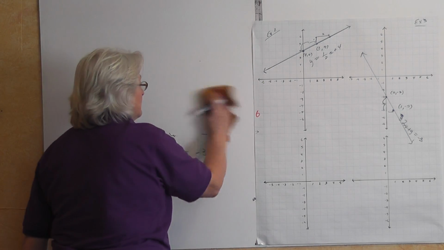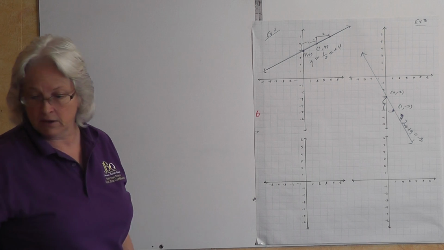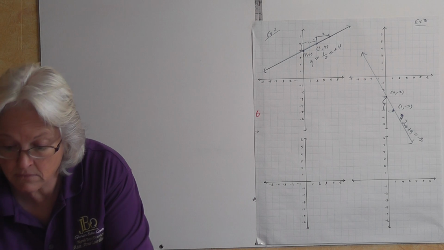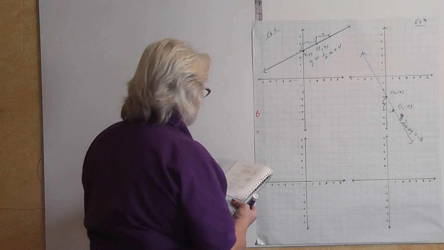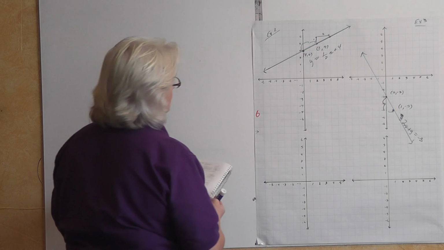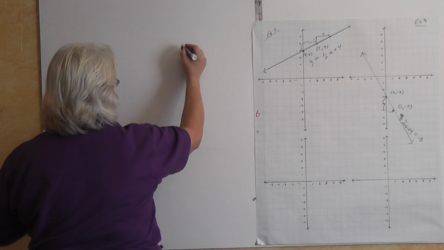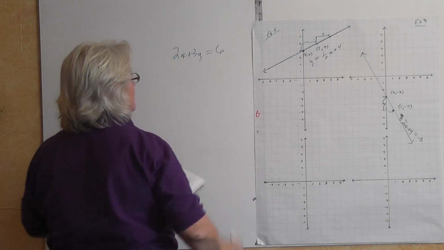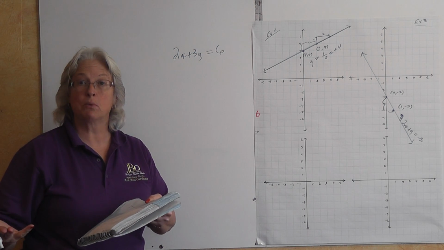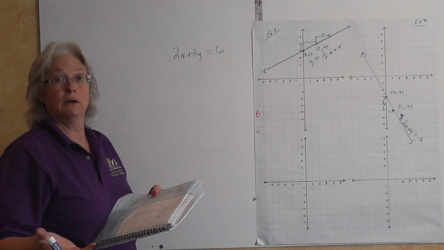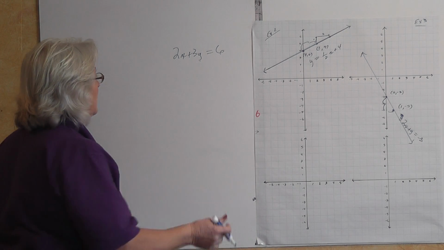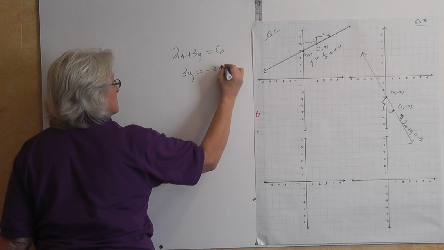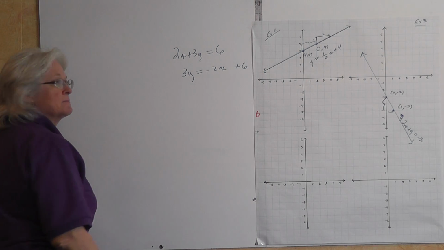Let's see what we can do for our next graph here. I'm going to go ahead and do 2x plus 3y is equal to 6. Do we have this in slope-intercept form? No. What do we have to do? You solve for y. We're going to subtract the 2x from both sides of the equation, giving 3y equals -2x plus 6.